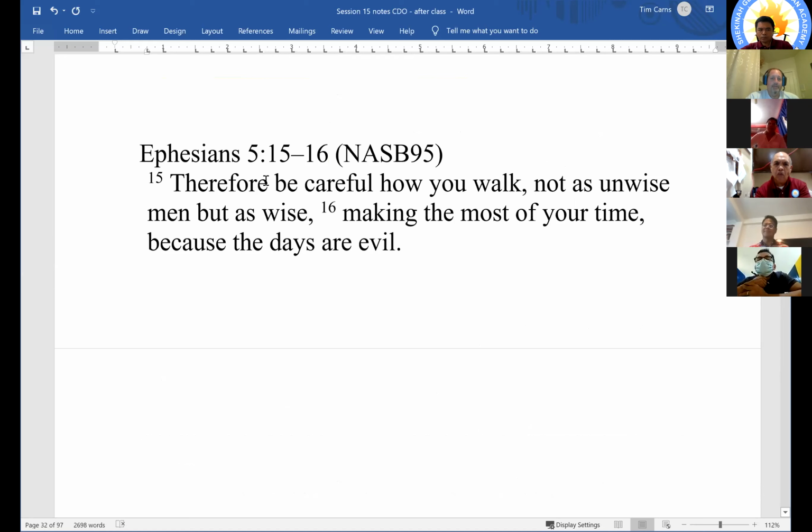Therefore, be careful how you walk, not as unwise men, but as wise, making the most of your time because the days are evil. Now notice here we have several verbs. Be careful, making, that's a verb, it's an action, right? And are. Now, where's the main sentence here? Well, it is given at the beginning. Be careful how you walk. That's my main sentence.